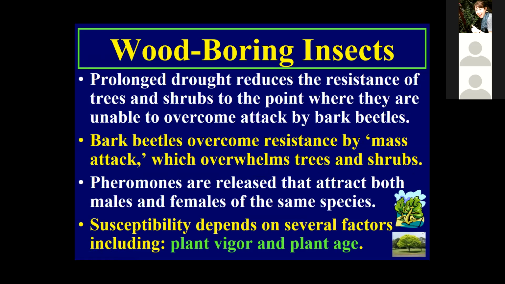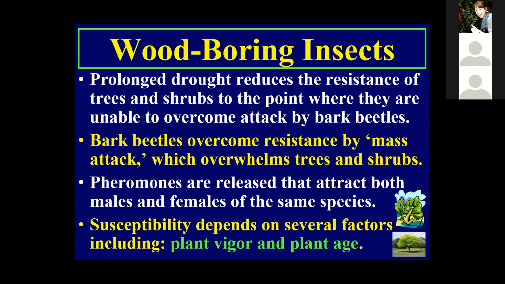They basically overwhelm the defenses, and then they give off pheromones that are released to attract both males and females of the same species. So basically, it's like gang up on this tree, overwhelm it. And basically, the tree can't defend itself, and they feed upon it and eventually kill it.